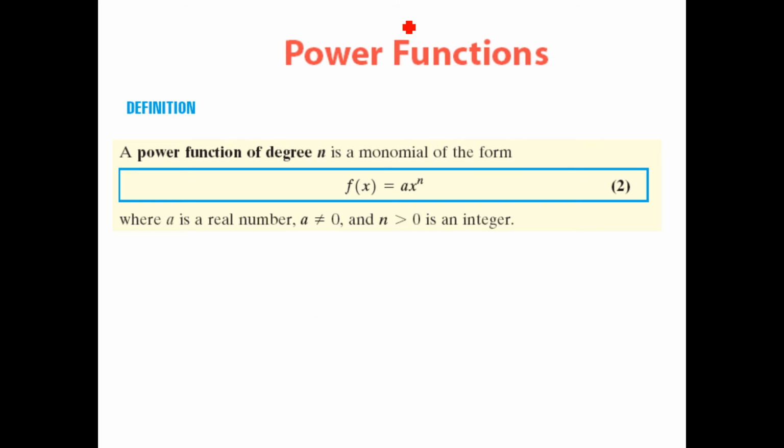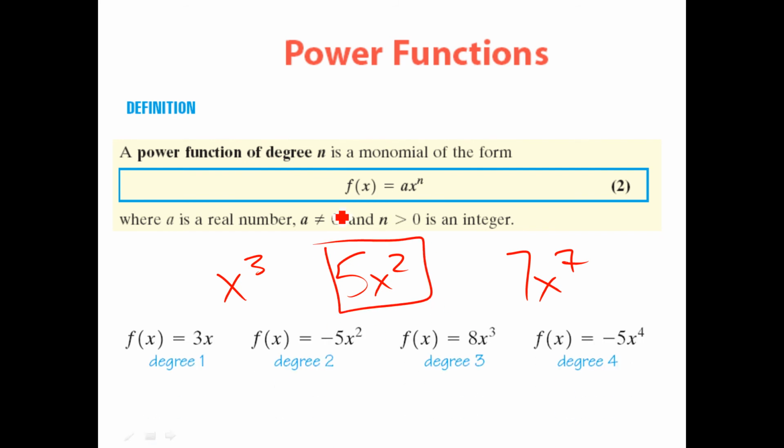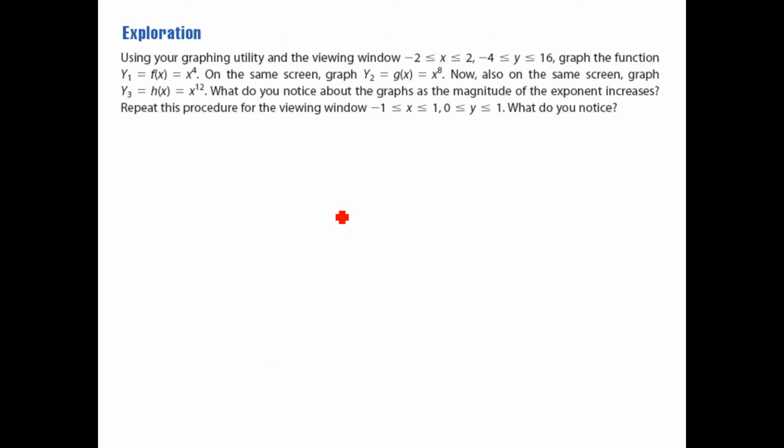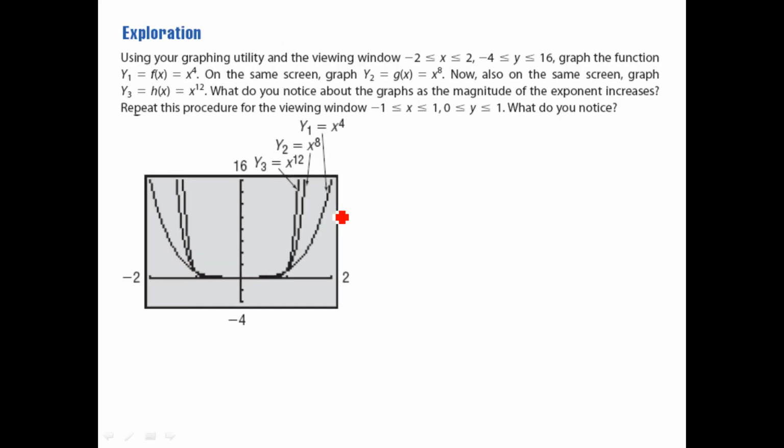All right, let's take a quick look at power functions. So power functions are things like x cubed or 5x squared or 7x to the 7th. All right, all separate here. Notice that they are single terms, just monomials. All right, so you can take a look at some examples there as well. So if we graph some, now we're going to graph some even ones. There's differences between even and odd power functions.